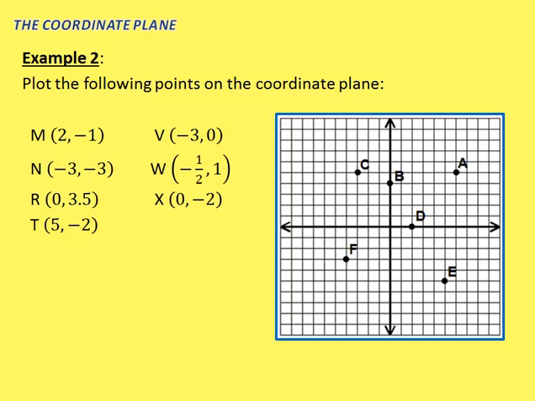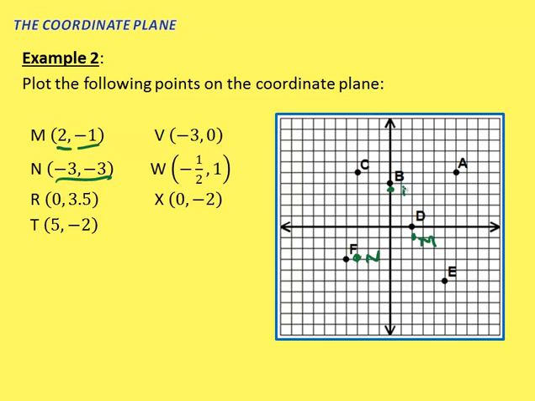Alright, one last example to go through. Here we're going to plot the points and label them. So point M is 2 for the x, -1 for the y. So I'm going to start at the origin, go 2 to the right, and then down 1, and there's point M. N, start at the origin, -3 is the x, so 3 to the left, and then -3 is the y, 3 down, and that's N. R, 0 is the x, so I don't move left or right, and then +3.5, I go up 1, 2, 3, and then 0.5 is about halfway between 3 and 4.